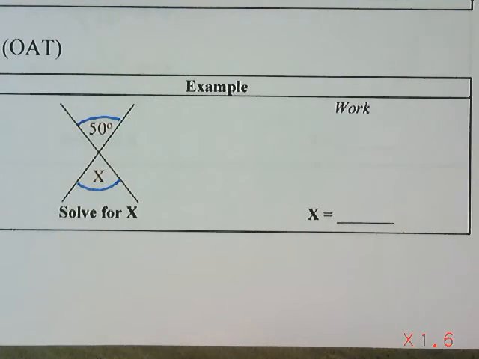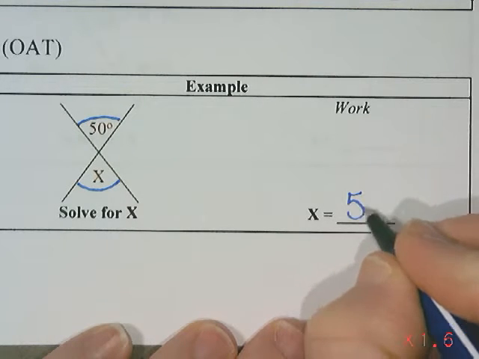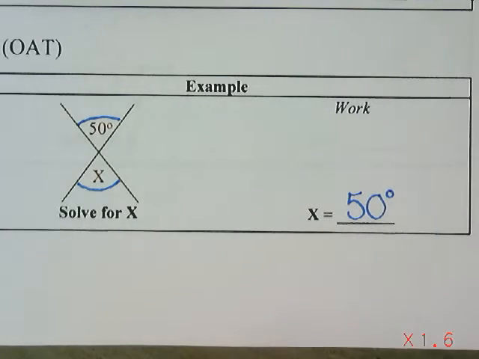Does that require a calculation? No, it does not. X is just 50 degrees, right? I did not have to calculate anything. All right, so that was our first four angle theorems, our complementary, supplementary, reflex, and opposite angles. I will see you in the next video to talk about parallel lines.